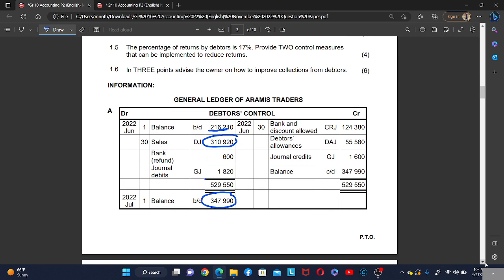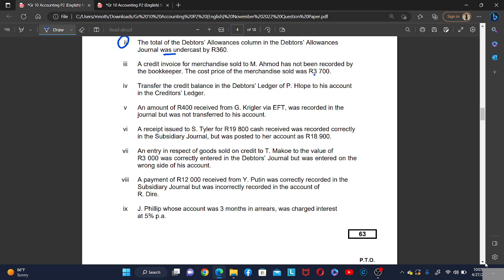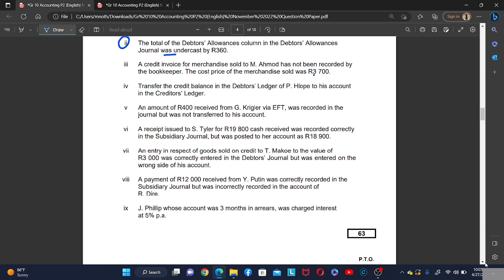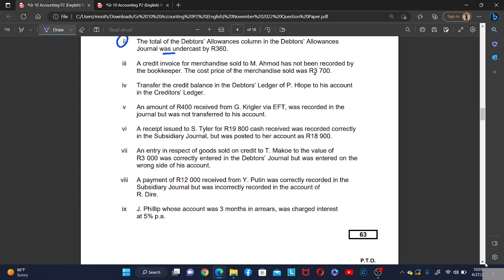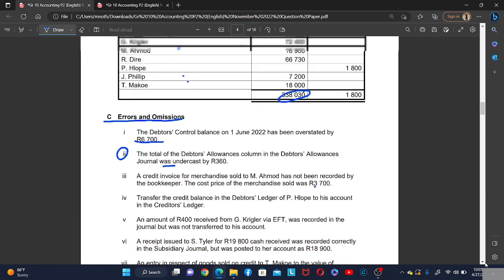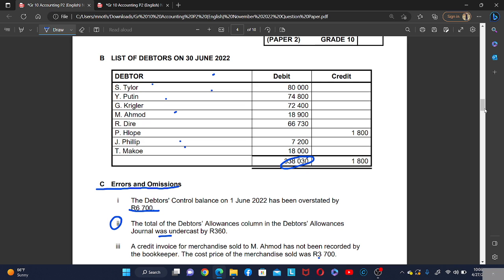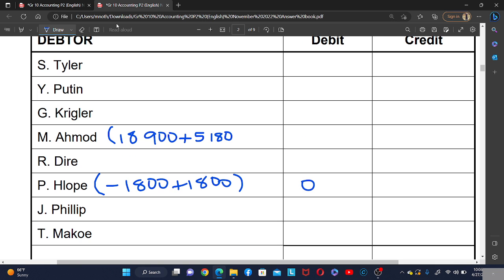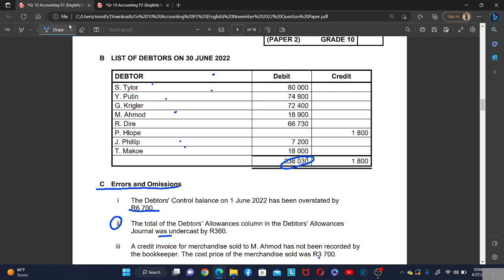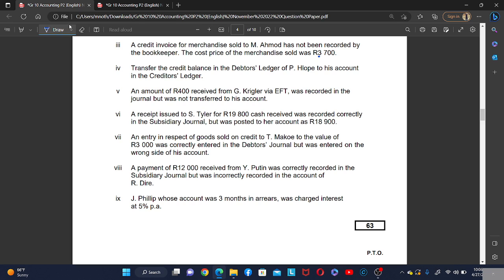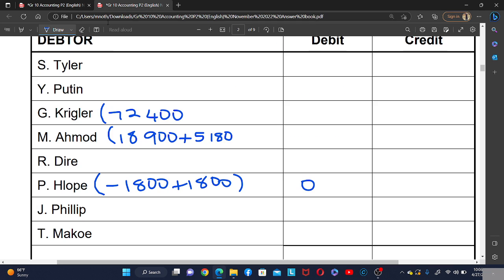Okay. What's next? An amount of 400 received from G. Krieger via EFT, meaning that now G. Krieger was paying us, was recorded in the journal but was not transferred to his account. So G. Krieger paid us, but then we did not record it in his account. How much is he owing us? According to this, G. Krieger is owing us 72,400. Right? So G. Krieger was paying us an amount of 400, but then it was not transferred to his account. So when G. Krieger was paying us, it means that his account was supposed to decrease, but then we did not record this.